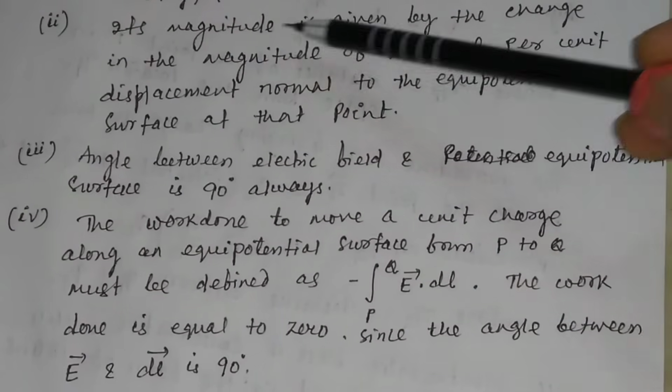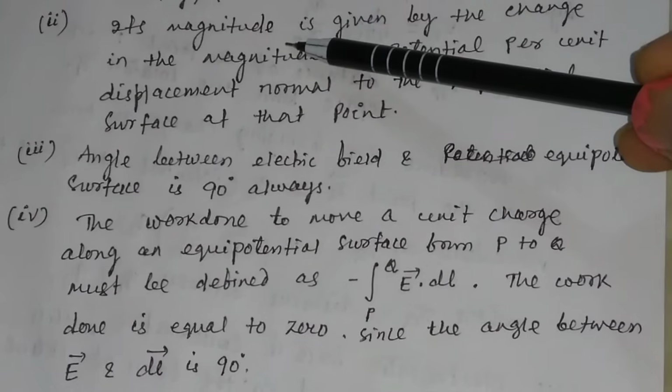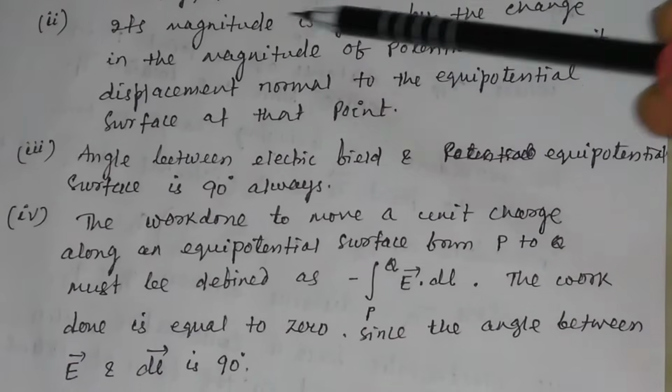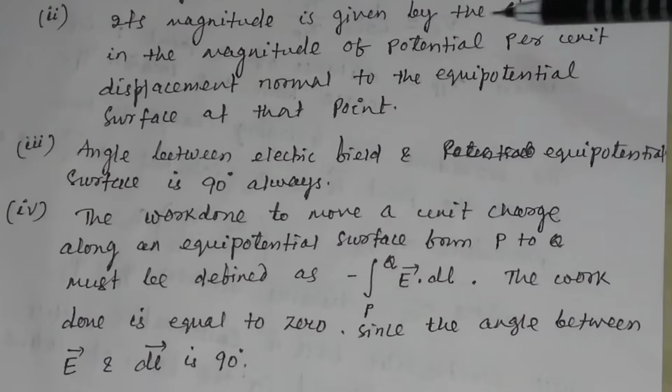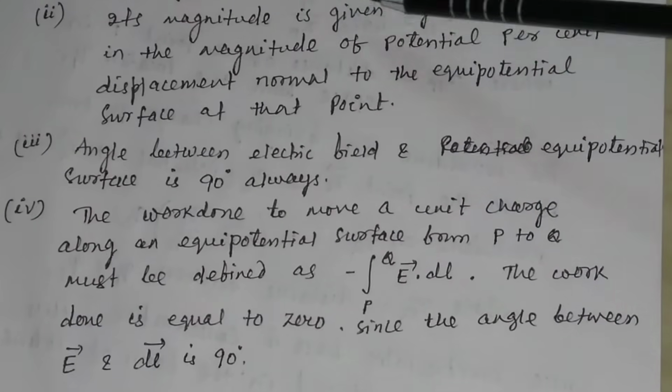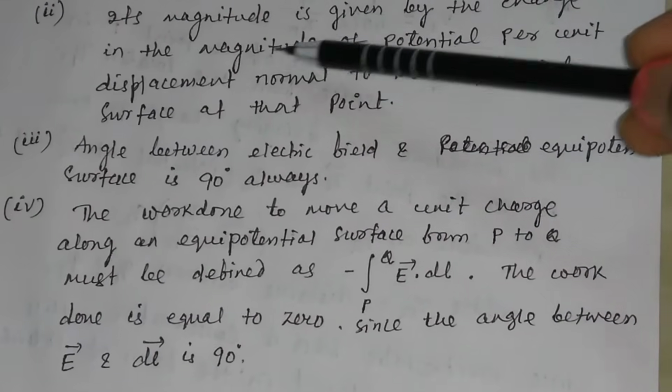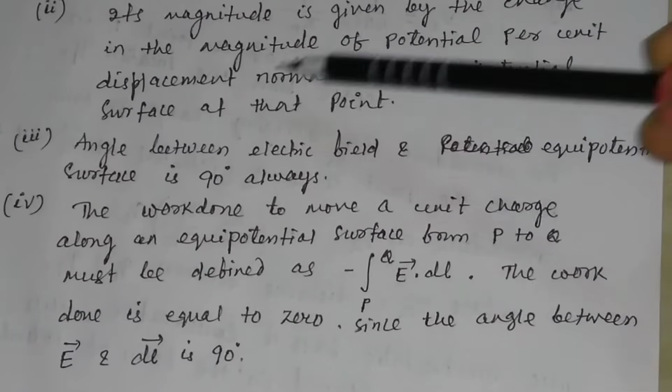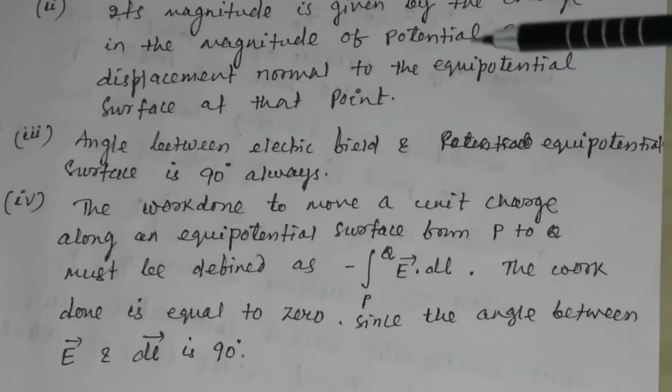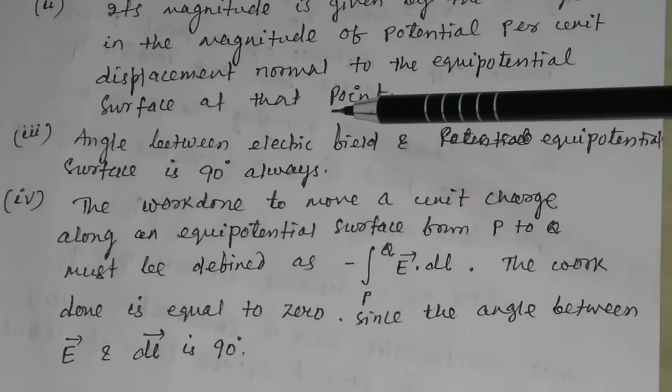Remember, the magnitude of the field is given by the change in the magnitude of potential per unit displacement normal to the equipotential surface at that point.